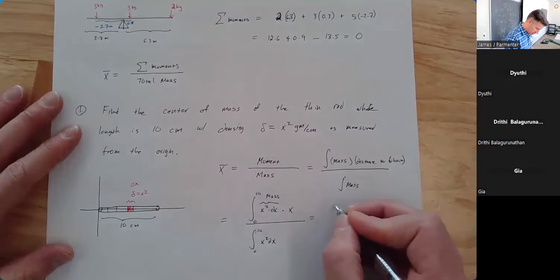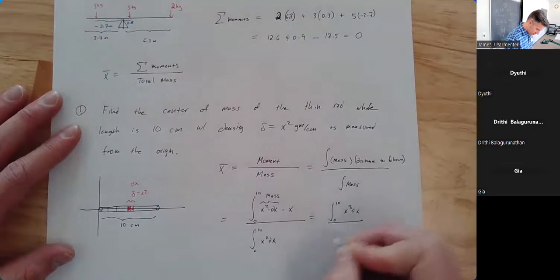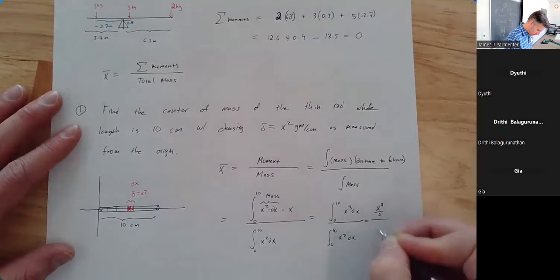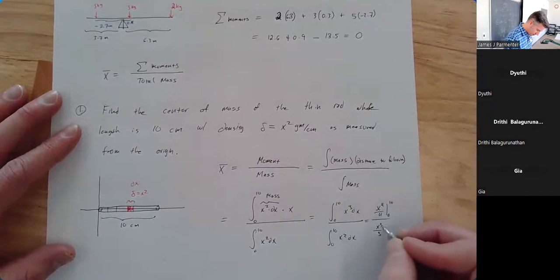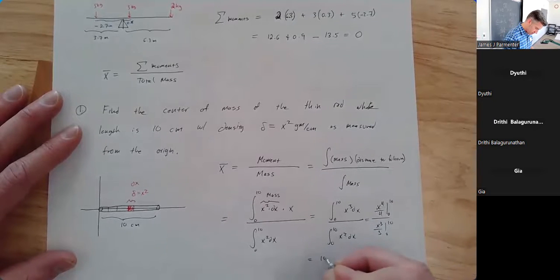So here we're integrating from 0 to 10 of x cubed. Here we're integrating from 0 to 10 of x squared. We're getting x to the 4th over 4 over x to the 3rd over 3, both from 0 to 10, which comes out to be 10 to the 4th over 4 times 3 over 10 to the 3rd, which is 3/4 of 10, which is 7.5.